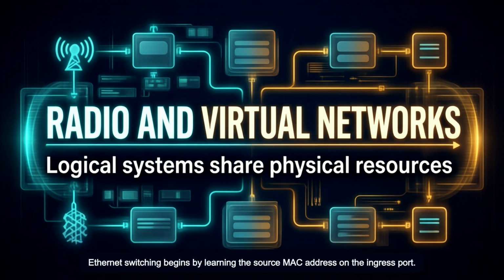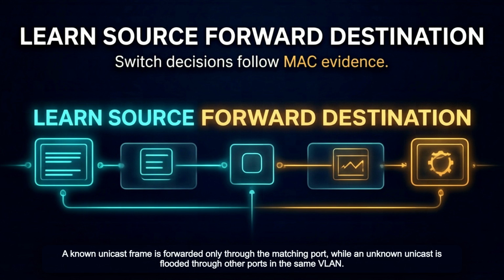Ethernet switching begins by learning the source MAC address on the ingress port. The switch then looks up the destination MAC address in the table. A known unicast frame is forwarded only through the matching port, while an unknown unicast is flooded through other ports in the same VLAN.